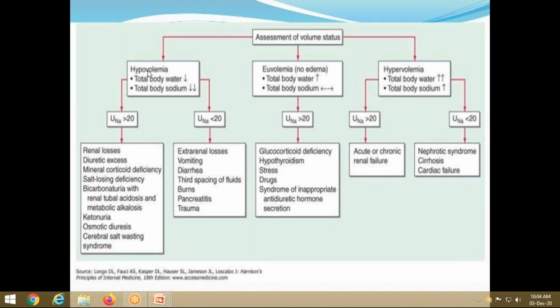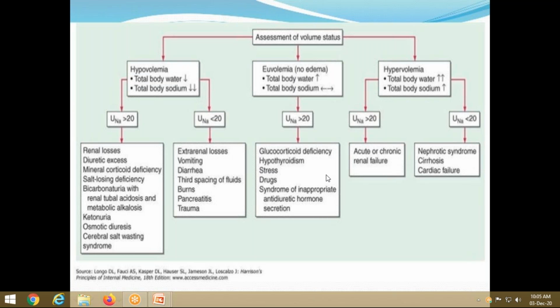Some examples of hypovolemic hyponatremia are excessive diuretics, and mineralocorticoid deficiency like adrenal insufficiency. One of the manifestations of adrenal insufficiency is hyponatremia because both the sodium and water are being lost. And extrarenal causes, these are vomiting, diarrhea. There will be severe dehydration in that, right? All the sodium and water both are lost. The burn patient, pancreatitis patient, trauma, like in severe hemorrhage, third spacing of fluid. So these are all the causes of hypovolemic hyponatremia.